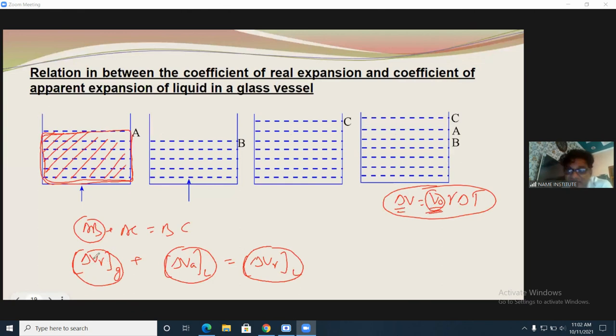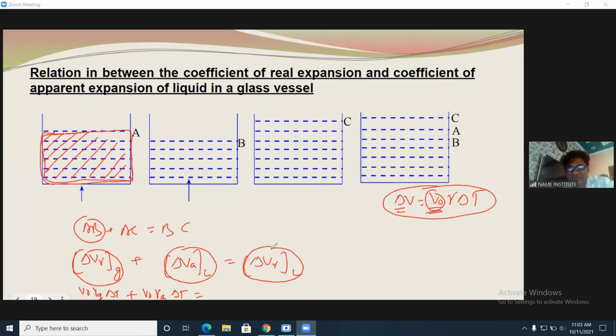Take it now. What is the real increase in volume of glass? It is V naught into gamma of glass into delta T. Everybody knows in the class, milk and the vessel are both heated to the same temperature, so this delta T will be the same. Plus, what is the apparent increase in volume of liquid? This is equal to V naught into gamma of apparent into delta T. V naught does not change because liquid and glass initially occupy the same volume. Delta T does not change because both are heated to the same temperature, liquid and glass.